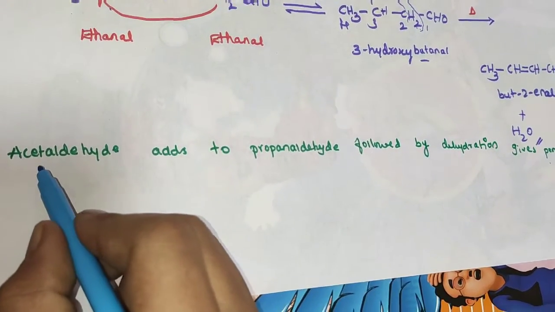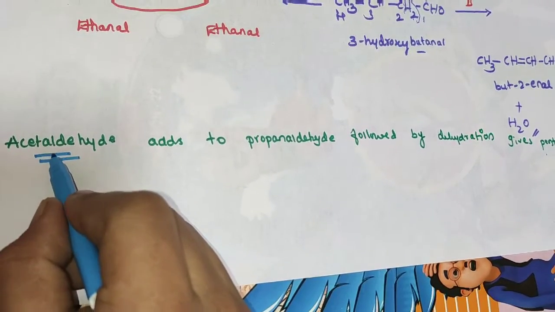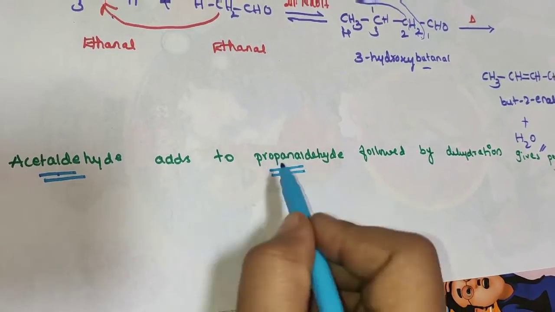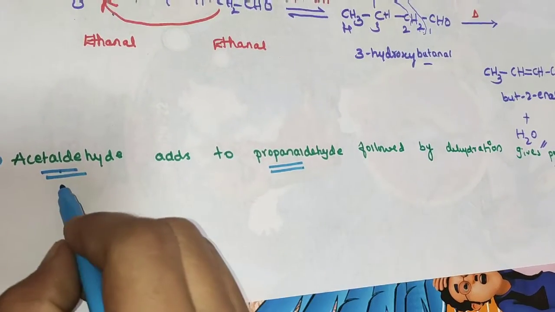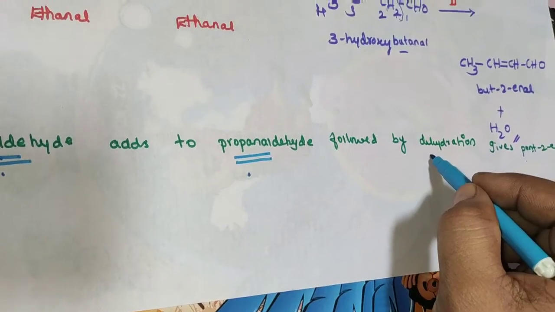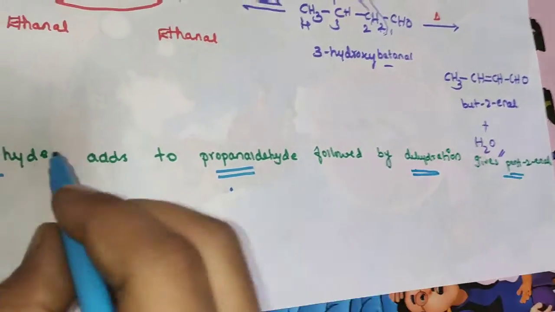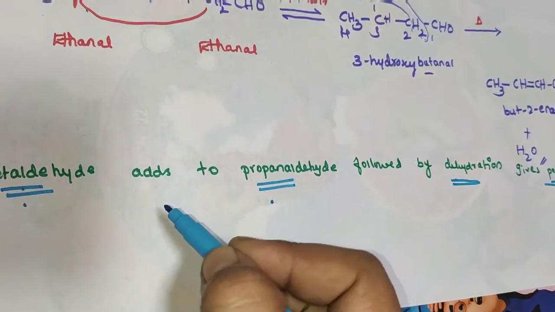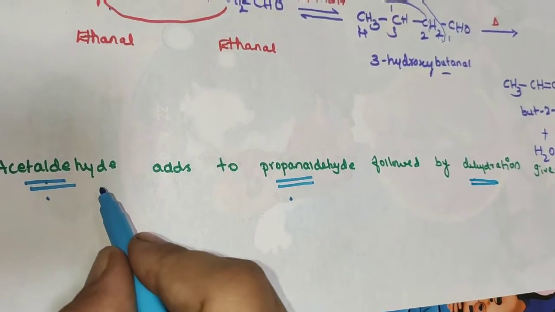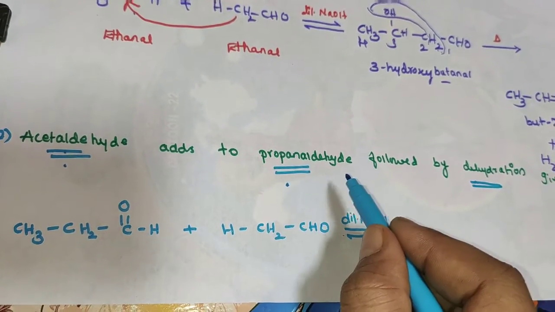Now we can do the cross aldol reaction. Here we take acetaldehyde and propanaldehyde, two different types of aldehydes. One is ethanal and the other is propanal. The dehydration process here will give pent-2-enal. Then how do we obtain the cross aldol condensation product? Let us learn that. We take acetaldehyde, and now acetaldehyde adds to propanaldehyde.